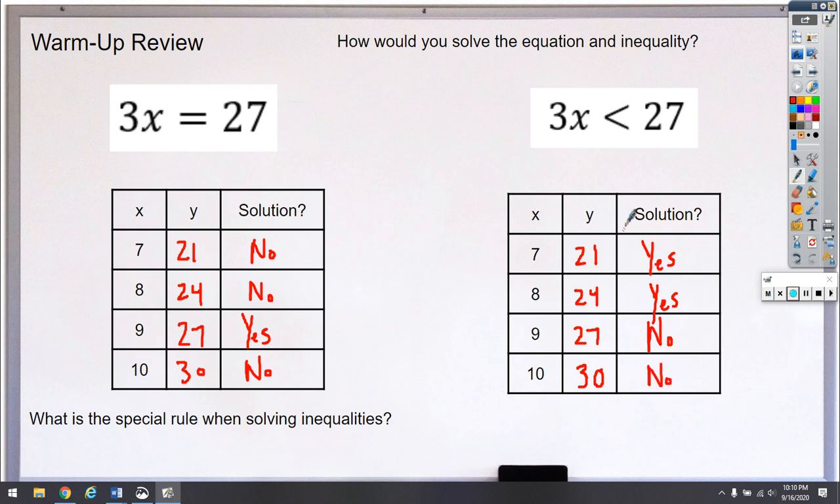So what you'll see is, when it comes to inequalities, you'll have multiple solutions based on what that inequality symbol is, okay? So when we're talking about equations, when we're solving, you get one unique answer. And that's what we're looking for. Whereas with an inequality, you have multiple answers.